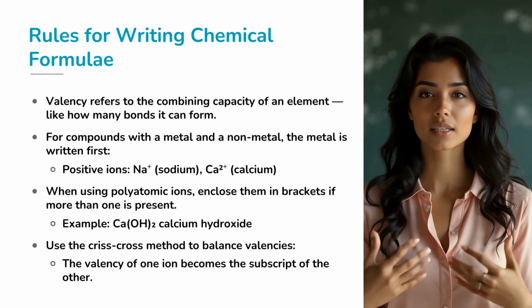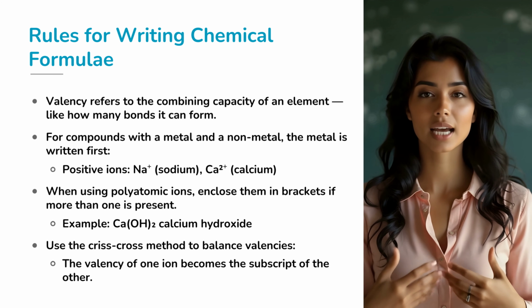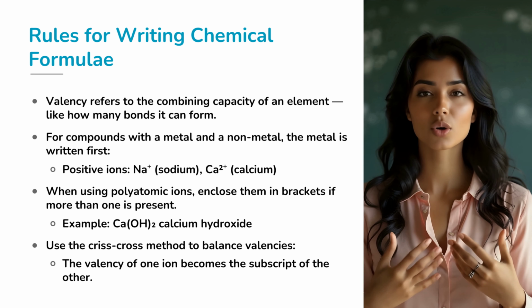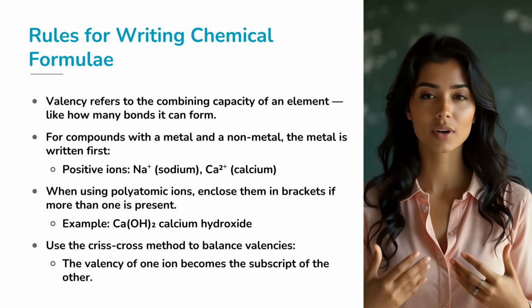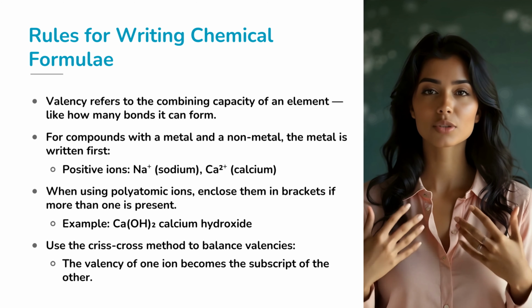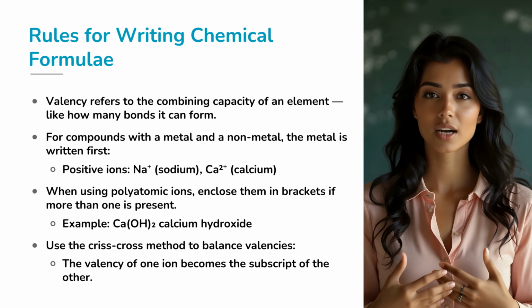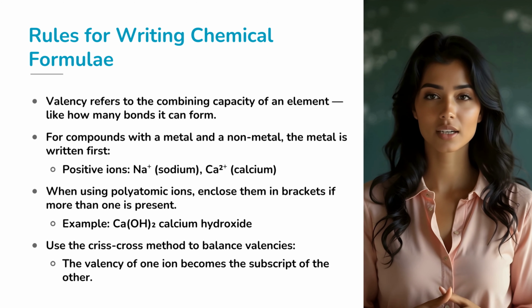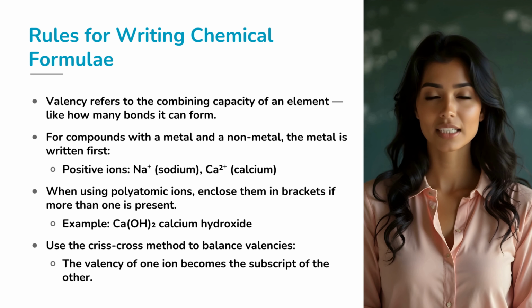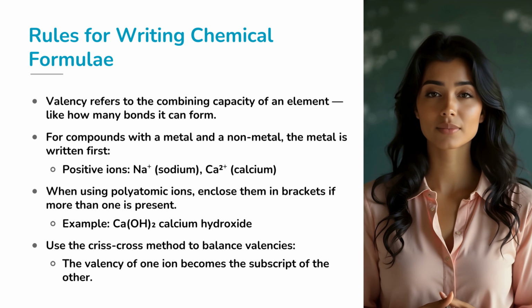For example, calcium hydroxide is written as Ca(OH)2. Finally, we apply the crisscross method where the valency of one ion becomes the subscript of the other. Let's try this in action in the next scene.